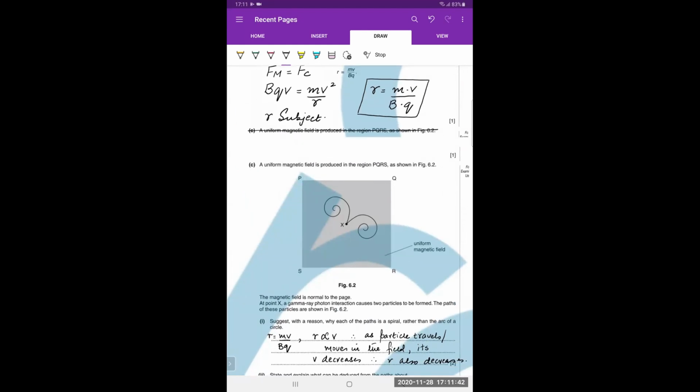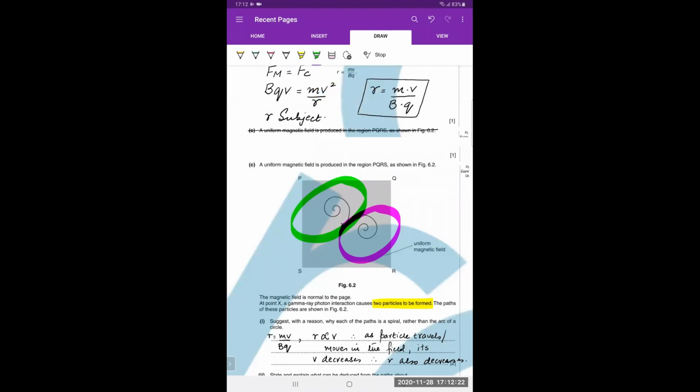So in part C, it says a uniform magnetic field is produced in a region labeled as PQRS, as shown in figure 6.2. The magnetic field is perpendicular to the page. At point X, a gamma ray photon interaction causes two particles to be formed. It further says the paths of these particles are shown in figure 6.2. So one particle goes one way, the pink one, and the other particle goes the other way.